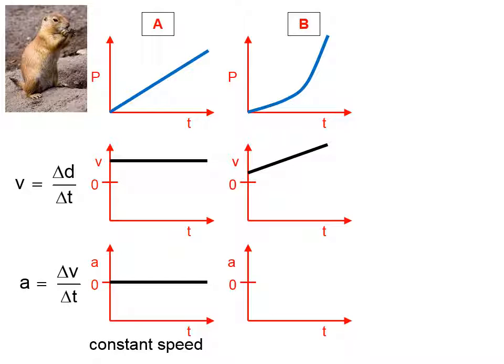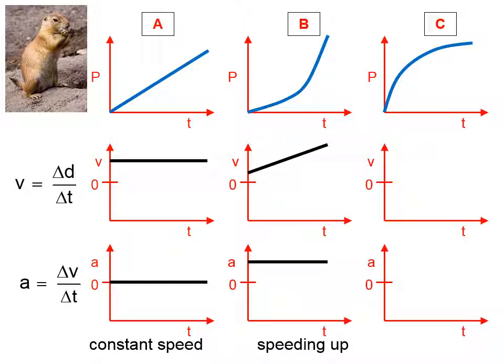The acceleration time graph can be found from the slope of the velocity time graph. This velocity time graph has a constant positive slope, so the acceleration time graph should look something like that. This is an object that is speeding up.